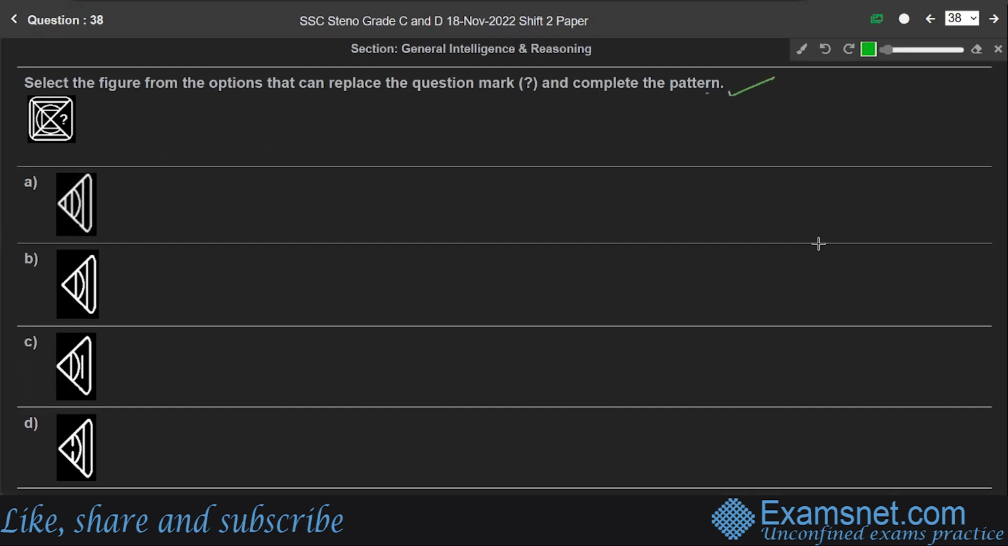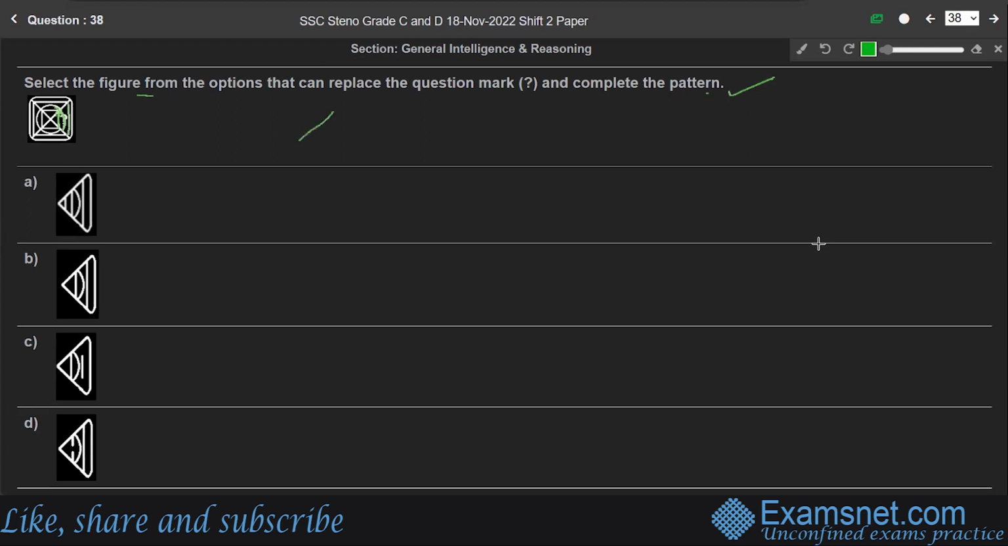Question number 38. Select the figure from the options that can replace the question mark and complete the pattern. To complete the given pattern, complete the center part, which is a square. Then complete the circular part. After completing the square, complete the circular part. Again, we have a square portion.